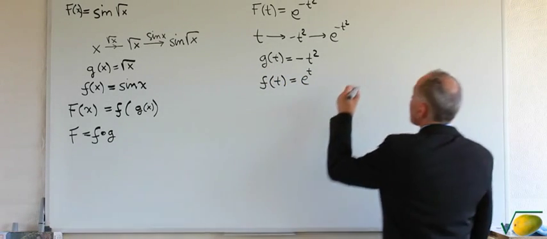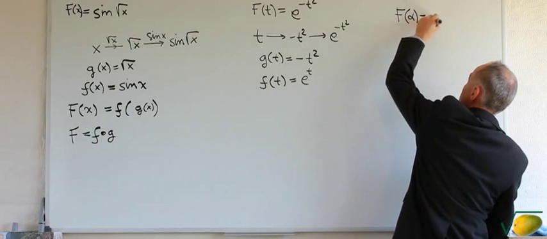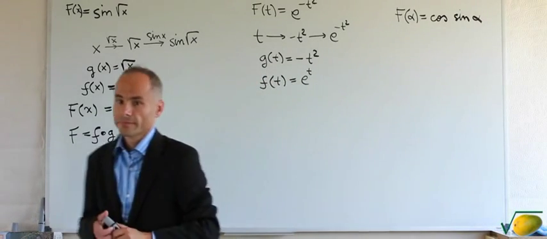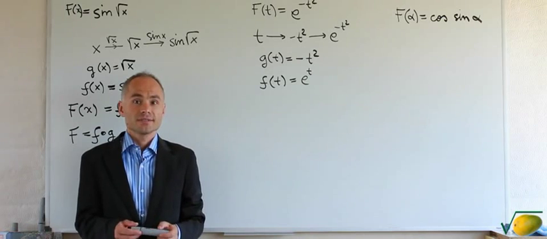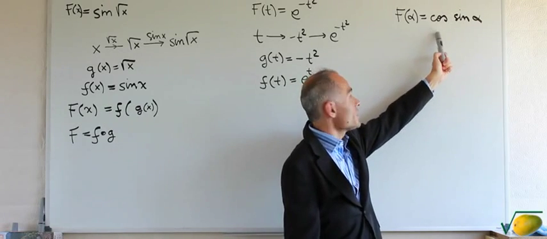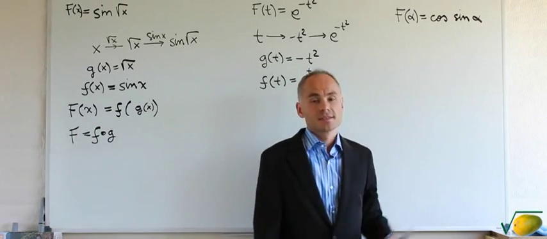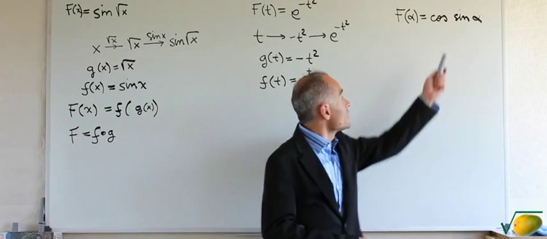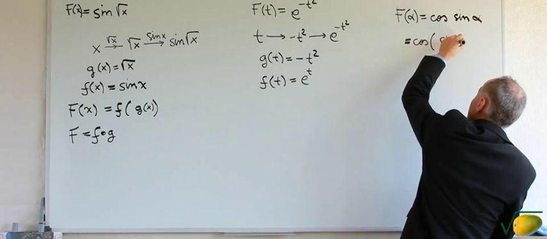Okay, let's try one more. How about f of alpha to be cosine sine alpha? Well, many students will think about that expression as the product of cosine and sine. But obviously this does not make sense. There is no multiplication sign here. Cosine is a function, so it needs an argument. What could be the argument? Sine? Sine is a function, so it needs the argument. The argument is alpha. So this function is actually equal to cosine of sine of alpha.